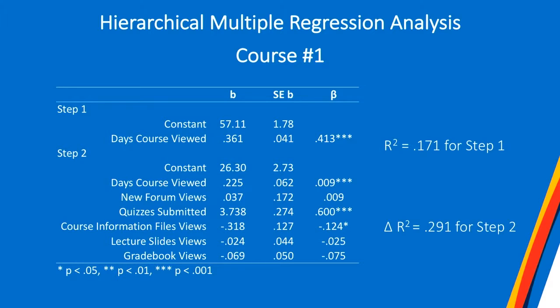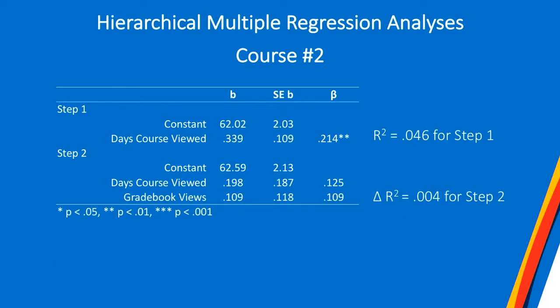So the first step had an R² of 0.171, and then when we added in the other 5 variables, we got a change in R² of 0.291, so a total R² of 0.462 for this model. For the second course, minimal R² because the only thing we're looking at is gradebook views, so you can't analyze data that isn't there.